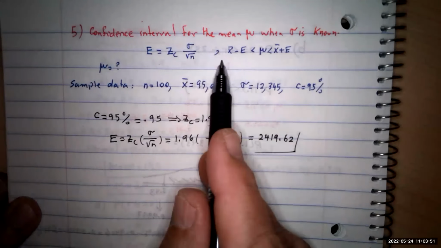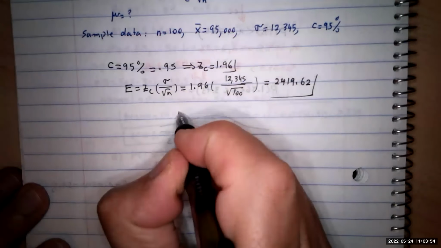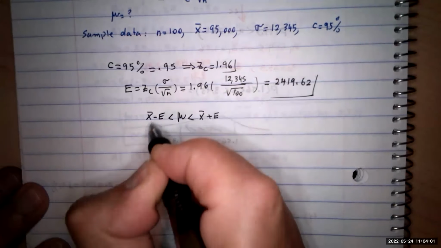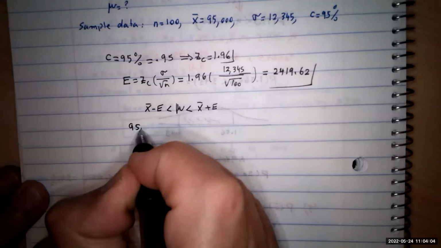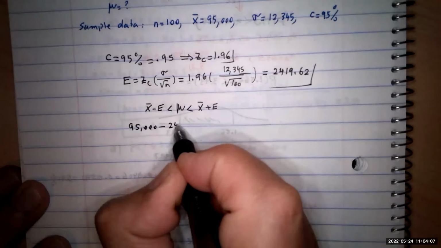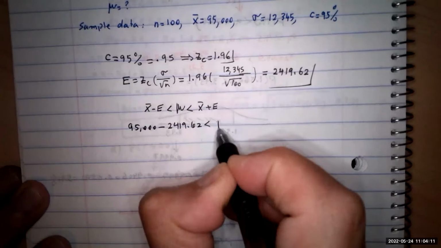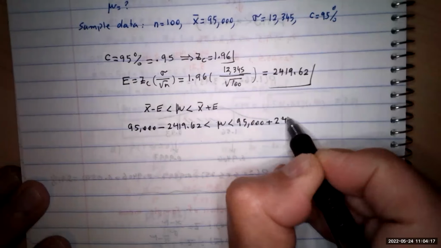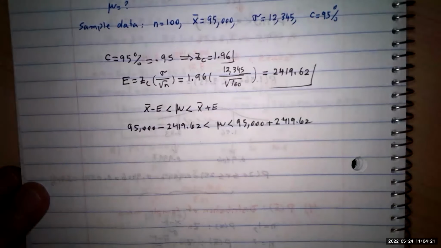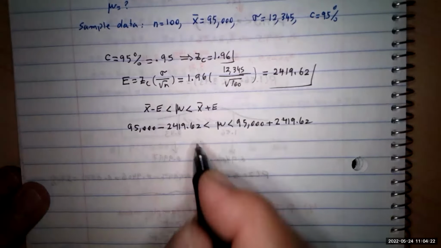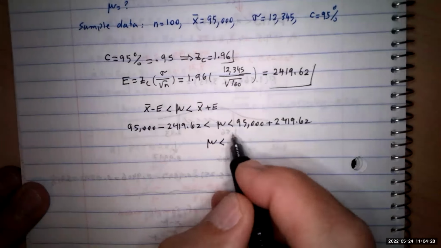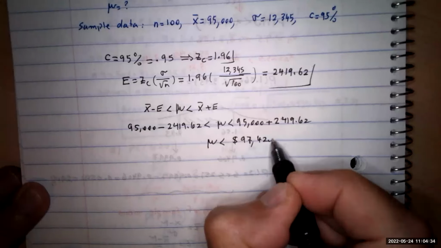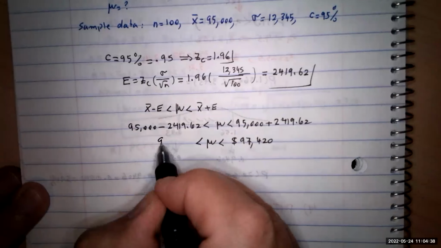And use the formula to get the interval. Mu is going to be between x bar minus E and x bar plus E. Substitute: you have $95,000 minus 2,419.62, and you repeat it again, 95,000 plus 2,419.62. And this is going to be in dollars. I just rounded, so the final answer is 97,420 and this is going to be 92,580.